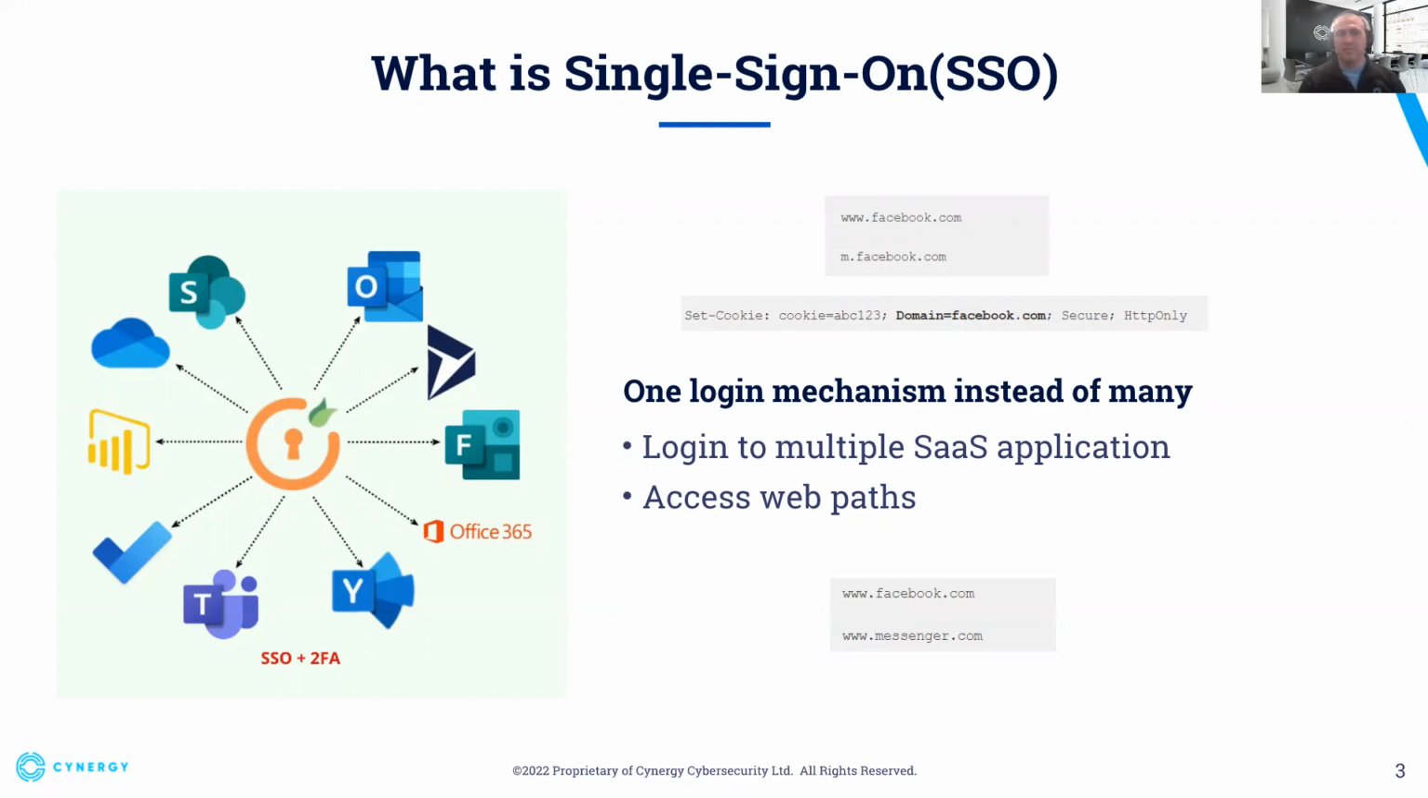Just a simple example, if you're trying to go to Facebook.com, once you authenticate with Facebook.com, you are able to authenticate to mobile Facebook.com and Facebook.com. This is very easy to implement, basically by creating a cookie. The cookie will say that everyone that accesses from a top-level domain of Facebook.com can access the resources.